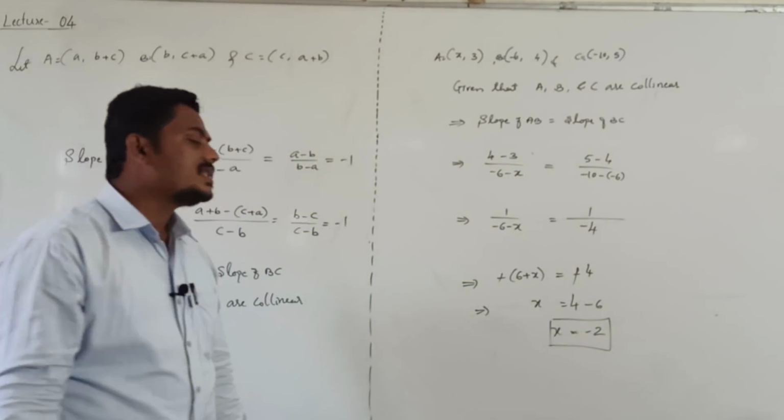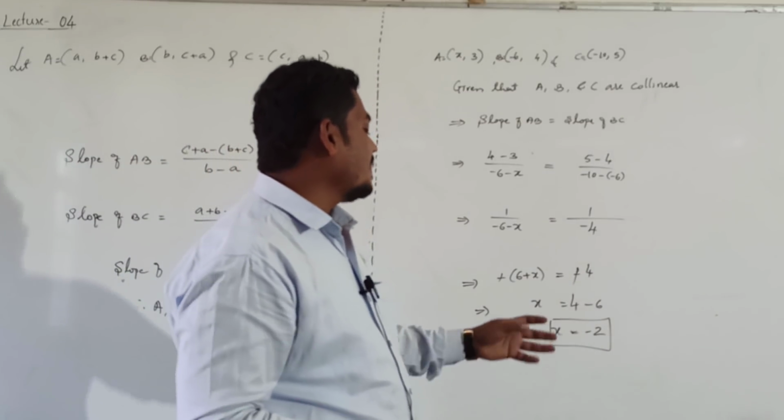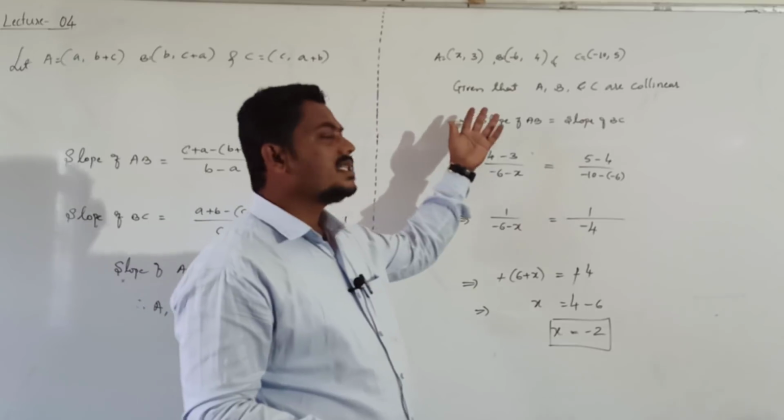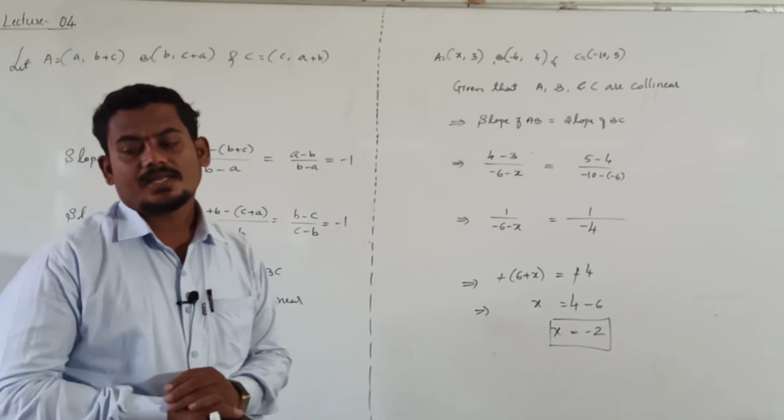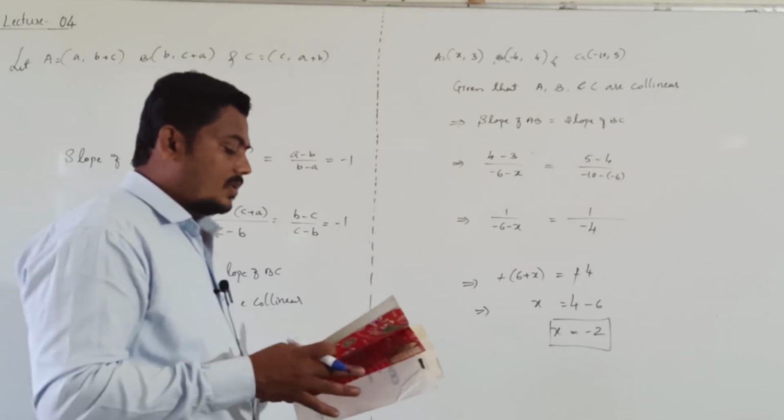When the given 3 points are collinear, then the x value is minus 2. This is one of the important 3 mark questions, right? Next problem.